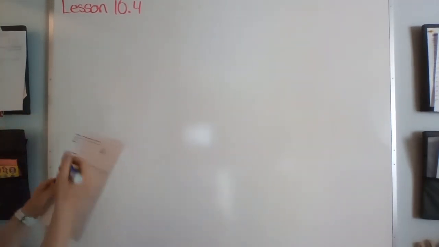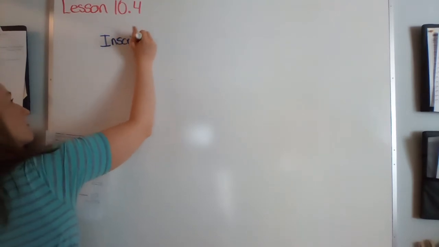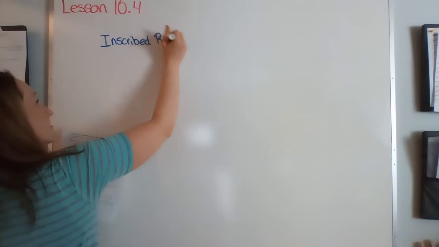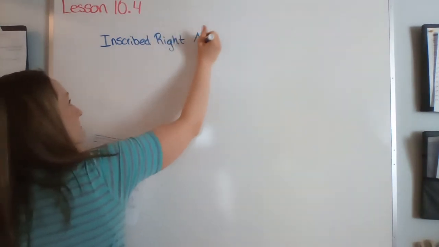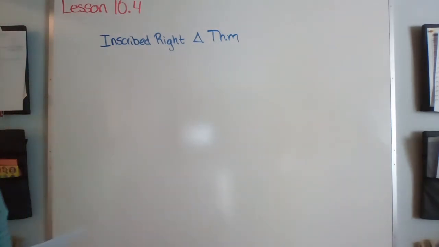is the inscribed right triangle theorem, which says this. If a right triangle is inscribed in a circle, then the hypotenuse is a diameter of the circle. Conversely, if one side of an inscribed triangle is a diameter of the circle, then the triangle is a right triangle, and the angle opposite the diameter is the right angle.